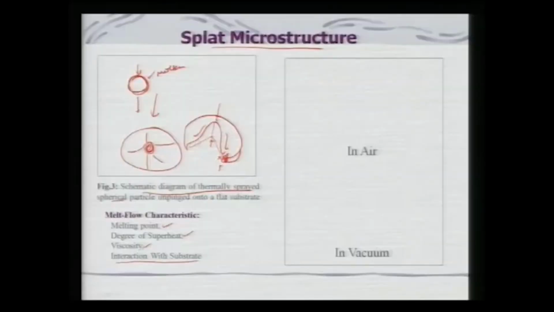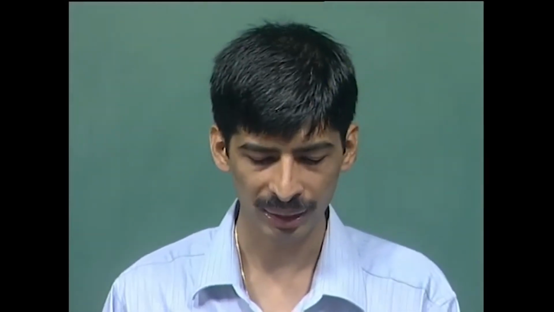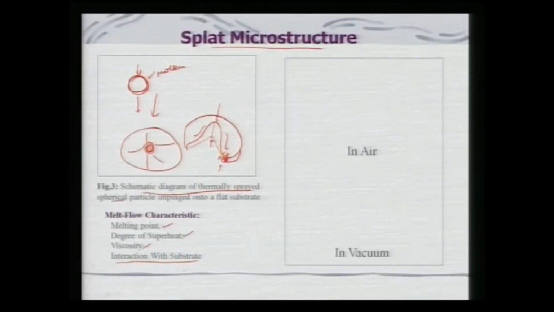Again, the overall spreading can be dictated by the interaction with the substrate. If the interfacial energy or the thermal gradients are supportive, then it can spread. So, if the substrate and the molten particle have lower interfacial energy, it will try to spread. Again, if the substrate has very high thermal conductivity, it will absorb the heat as soon as possible, and the particle will not get time to spread. So, there are certain aspects to the interaction of the molten particle with the substrate.